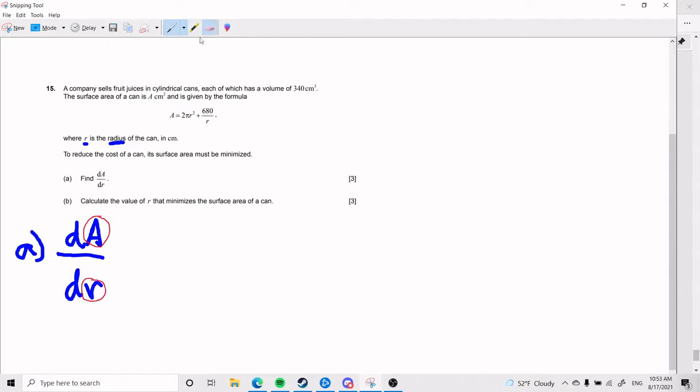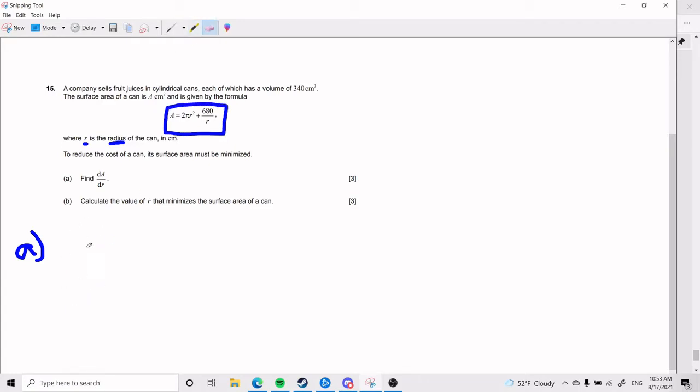Most of the time, you actually see this in a form like dy over dx, where in your function y you take the derivative with respect to x, which is also commonly seen as f of x. So that's just a quick reminder of how some of this language is used. To find dA over dr, we can take the derivative of this expression here.